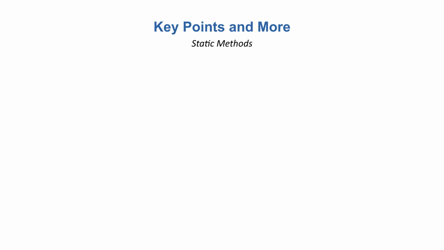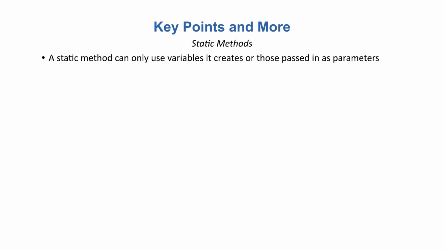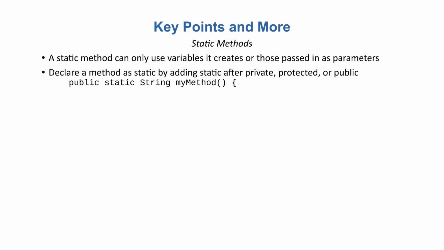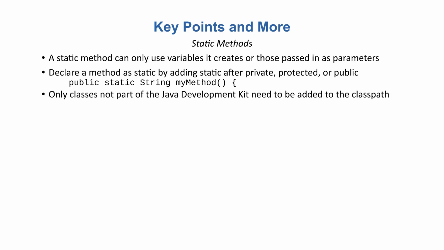Key points and more. Static methods. A static method must be self-contained. It can only use variables it creates or those passed in as parameters. To declare a method as static, add the word static after its visibility declaration as private, protected, or public. For example, public static String myMethod. If the class with the static method is not part of the Java Development Kit, you must add that class's project to your project's class path.